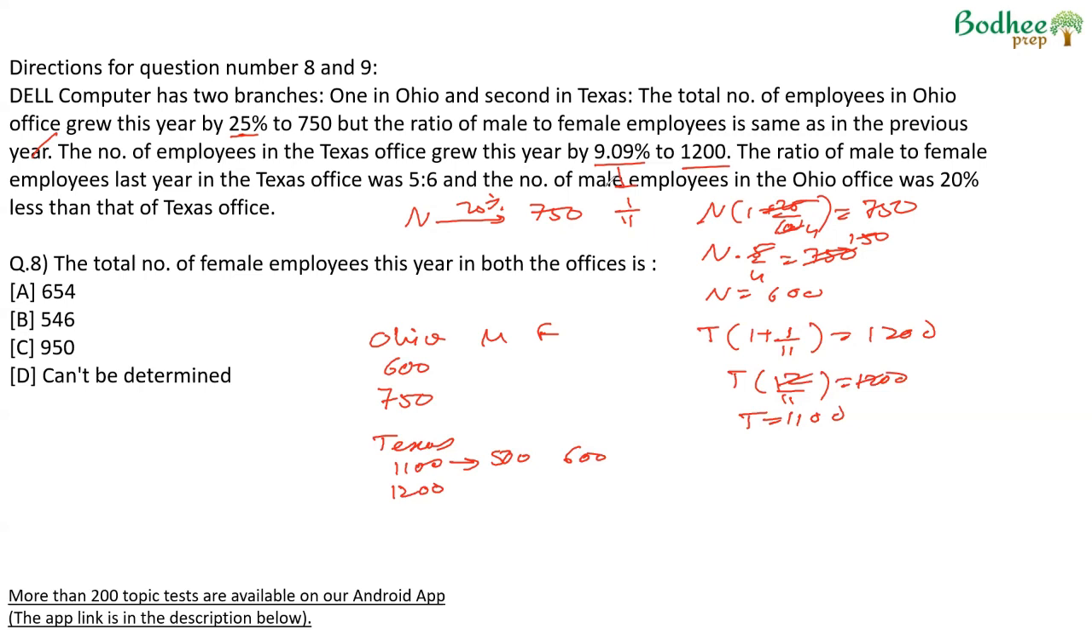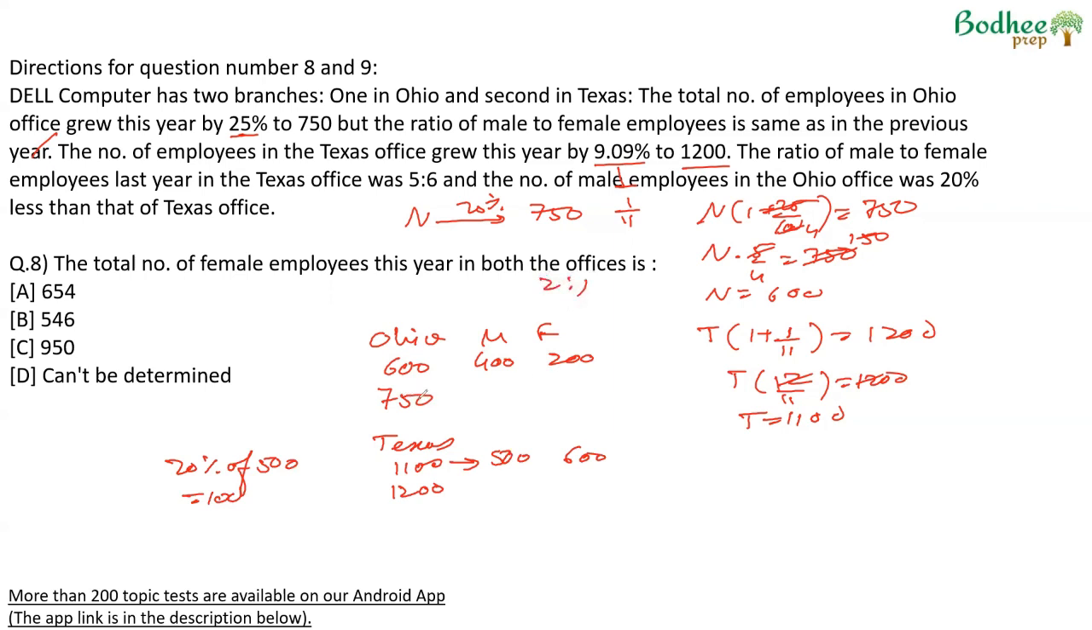This was last year. And the number of male employees in Ohio was 20% less than that of the Texas office last year. So 20% of 500 will be 100, 1/5 of 500. In Ohio, the number of male members will be 100 less than 500, which is 400. So the number of female members is 600. Clearly, we can see that the ratio of male to female is 2 is to 1.